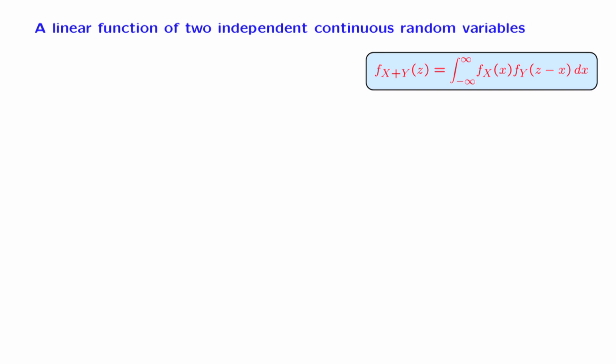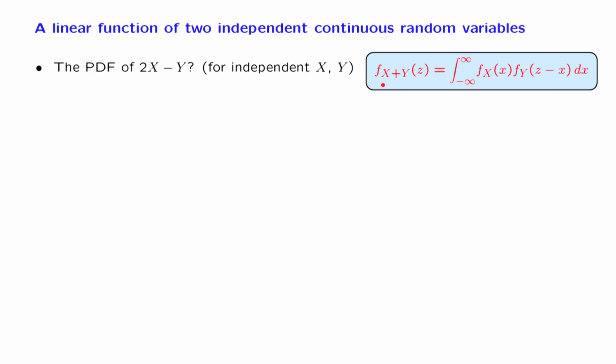We have developed the convolution formula which tells us the PDF of the sum of two independent continuous random variables with known PDFs. In this segment, we will see that the convolution formula can be used more generally. It can be exploited to give us the PDF of a more general linear function of two independent continuous random variables. As an example, we will try and calculate the PDF of the random variable 2X minus Y.